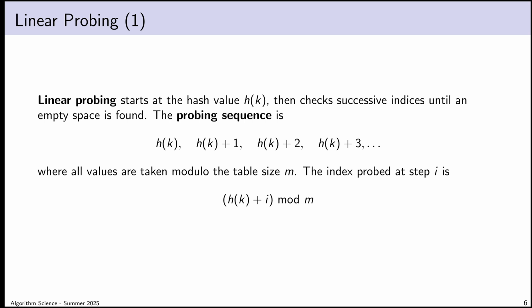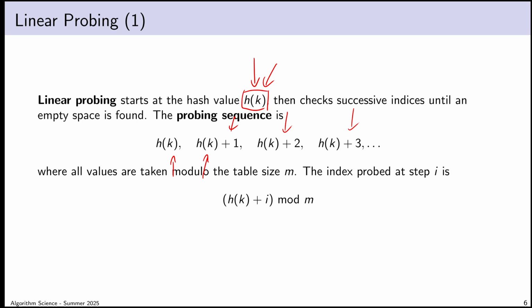In a linear probing hashing scheme, the first index we check, if we're doing a search or an insertion, is the index that actually corresponds to the hash value itself. Now, if we're doing an insertion and this index is full, we just look at successive indices afterwards. So h of k, then the next index, h of k plus 1, then h of k plus 2, and so on, until we find an empty space.